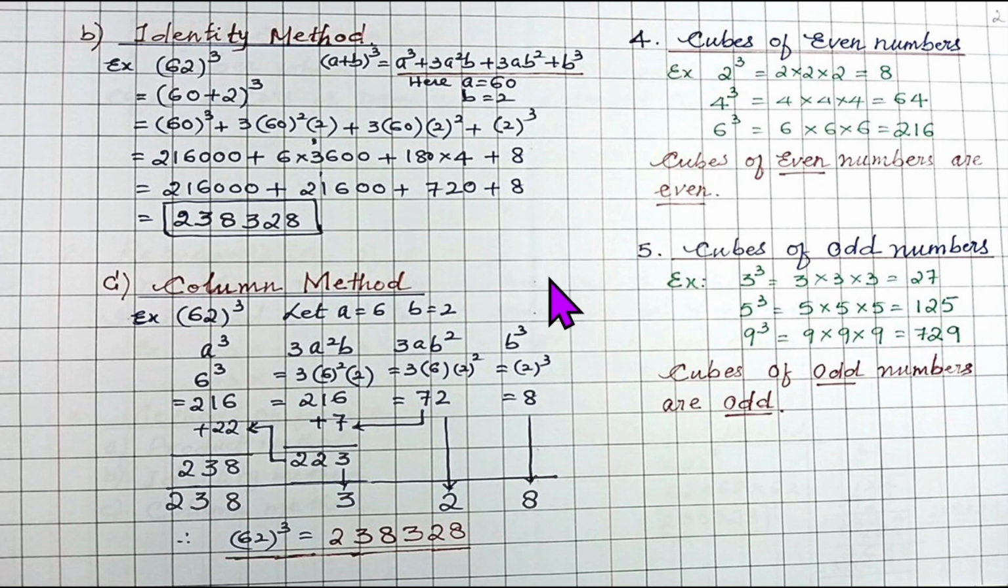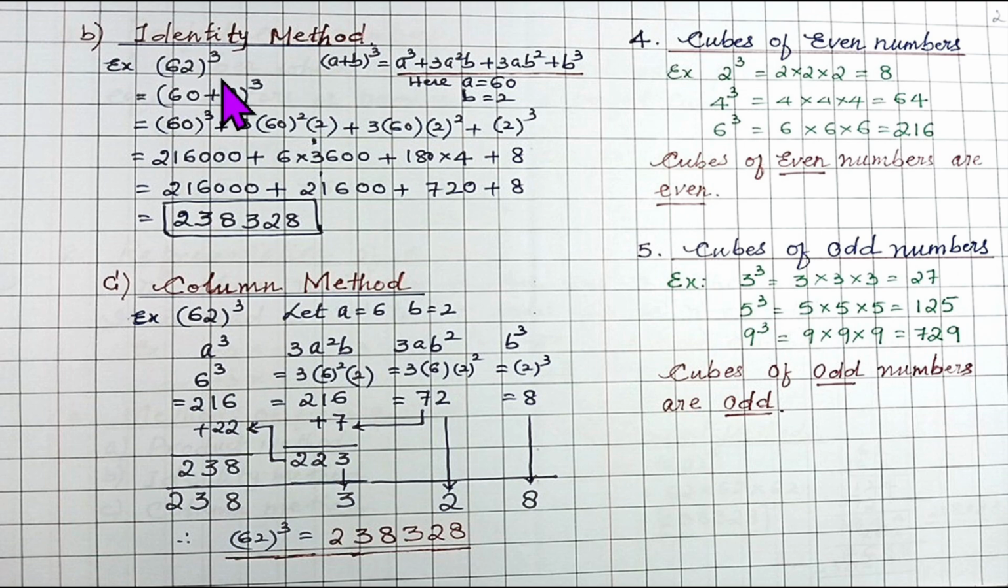Now the second method is the identity method. We use an algebraic identity here. The algebraic identity is (a plus b) whole raised to cube is equal to a cube plus 3a square b plus 3ab square plus b cube. You will be learning these identities, of course, maybe in grade 8 or in algebra or maybe in grade 9. But here we can use this identity to find the cube of 62.